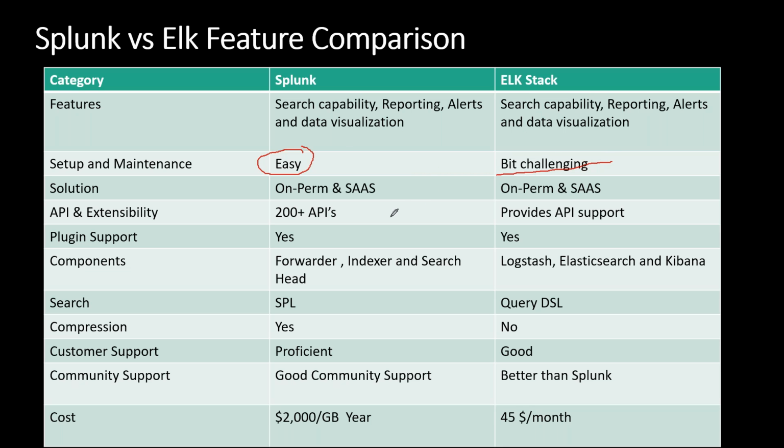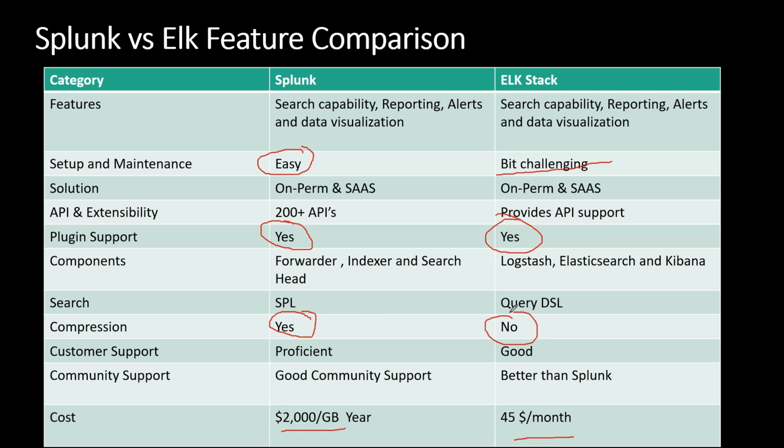Okay, and it is matured enough, and it has extensive API capability, and plugin support, I will come to this later. And if you see the licensing part, for Splunk it is like $2,000 per GB, whereas it is only $45 per month. This is one of the major features.